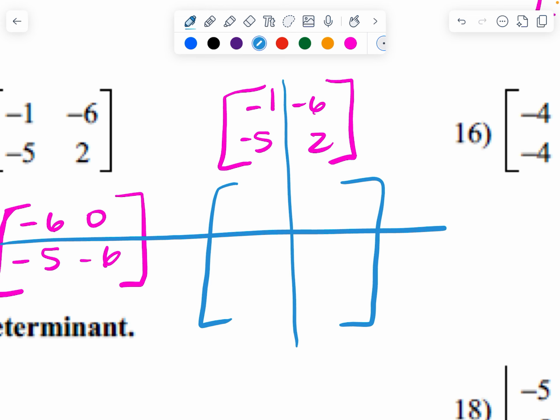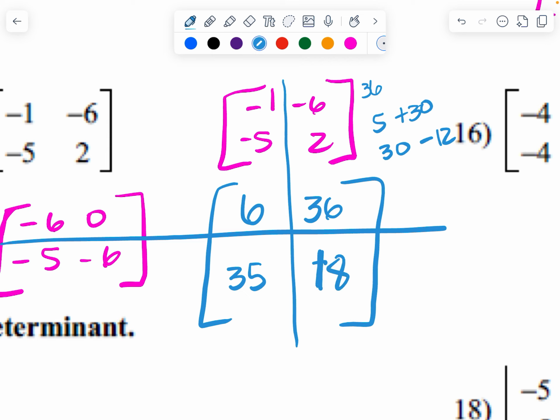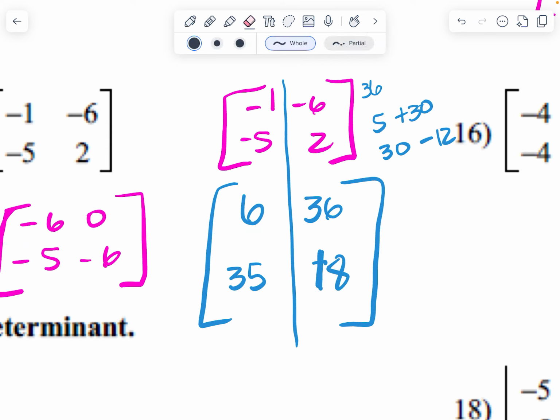So that's going to get me 6 and 0, so that's 6. And that's going to get me 36 and 0, so 36, that's an easy one. And then that's going to get me 5 plus 30, so that's going to get me 35. And then that's going to get me 30 minus 12, so that's going to get me 18. Erase my extra stuff. And there we go.